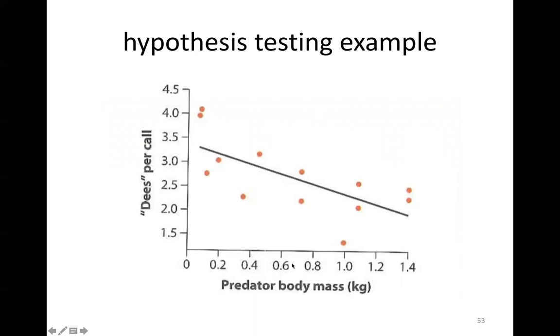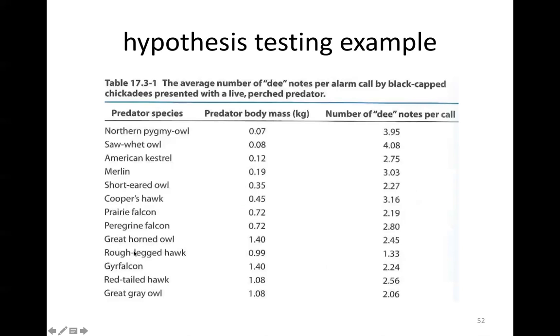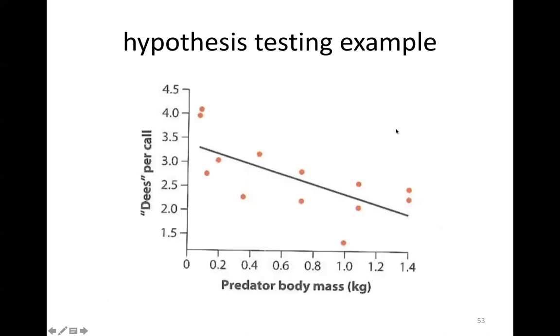And we want to study whether this regression line, based on this relationship, is indeed non-random. That is, if we can reject that the slope is 0 with this data, then we could use the regression function to predict the number of Ds per call given a certain predator body mass, right? For a predator that is not in this list, we could predict how the bird would respond to that call.